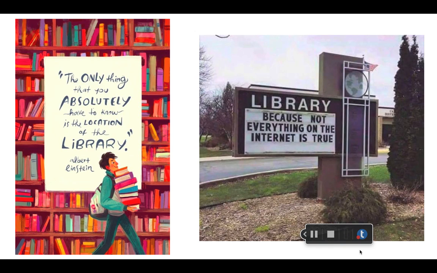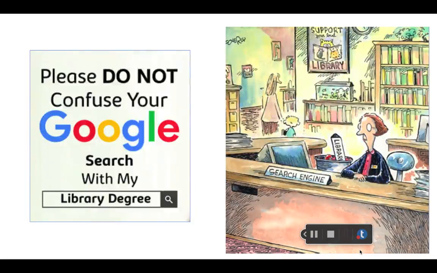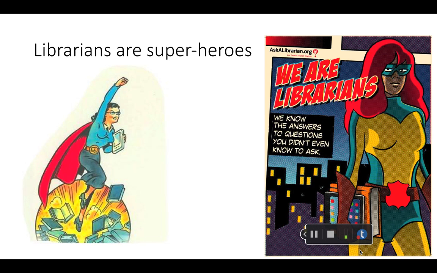But beyond what's on the web and the ordinary news sites, the only thing that you absolutely have to know to sort fact from fiction is the location of the library, because not everything out there is true. So please don't confuse your own Google searches with what an expert can do. And librarians are experts. They're trained in library science. Their searches are much more sophisticated than anything that we've been trained to do. Librarians are superheroes. They know answers to questions you didn't even know to ask. They can help you refine your questions and get good empirical answers.